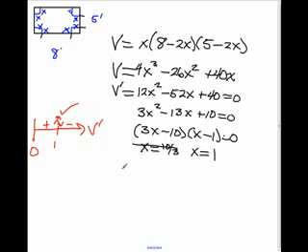Now did the problem request anything other than these dimensions? No, it just wanted the dimension of the square. So all we really need to write then is our x value of 1 foot for the answer. And that's it. And we're done.